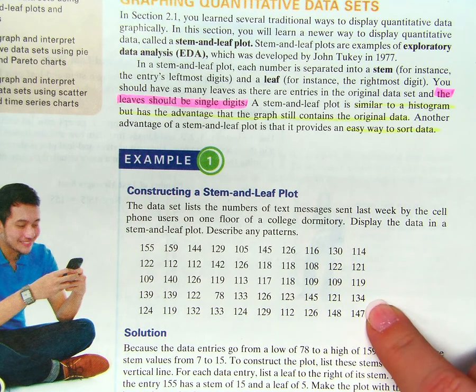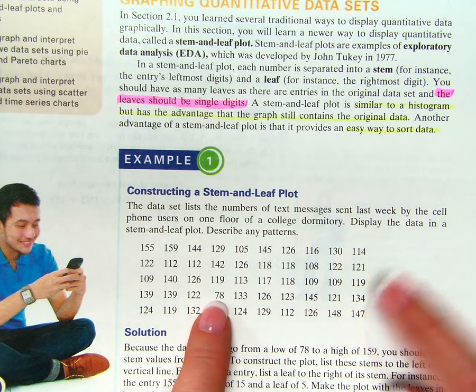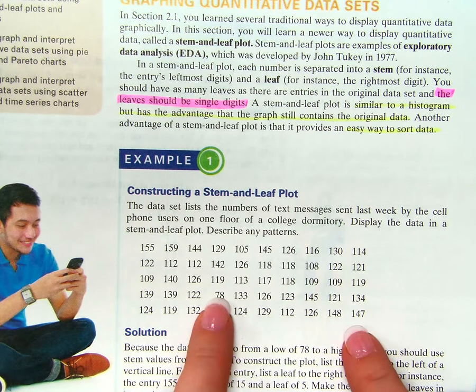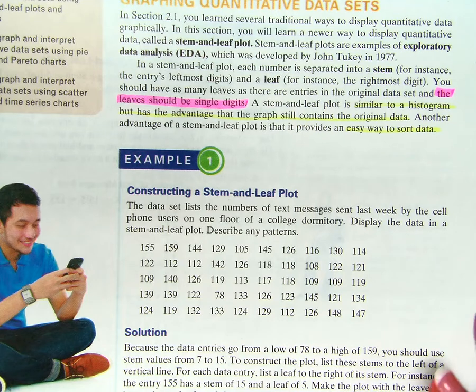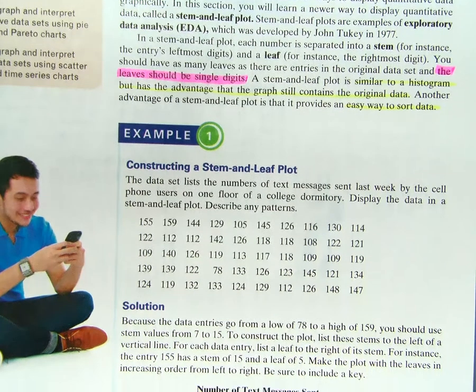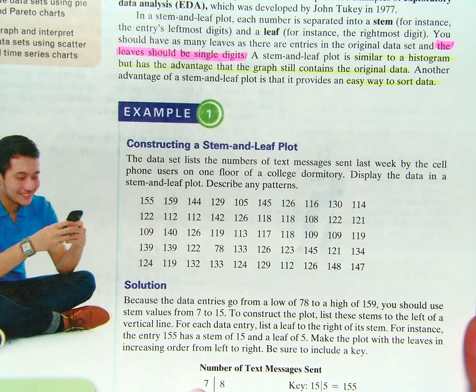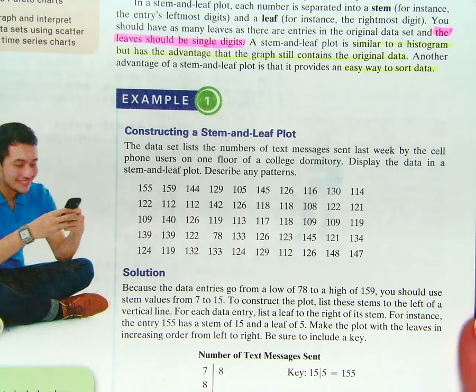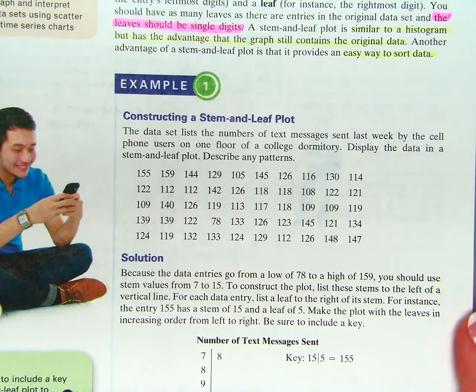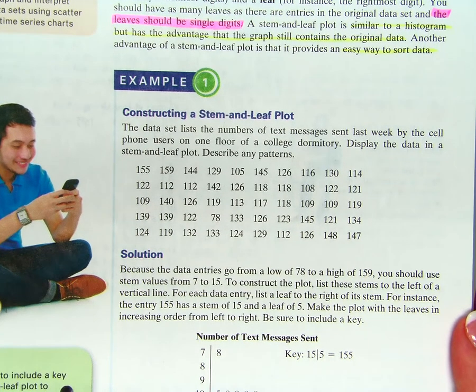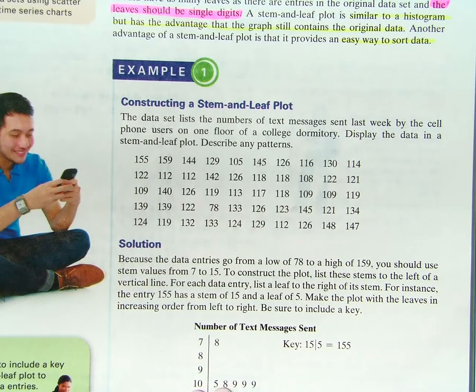The lowest number is 78. That's pretty obvious because everything else is 3 digits. So we're going to start off with 7 and 8. 7 is my stem and 8 is my leaf. If 7 is my first stem, guess what my next stem is? 8, and after that? 9, and then 10. 10 is my next stem.